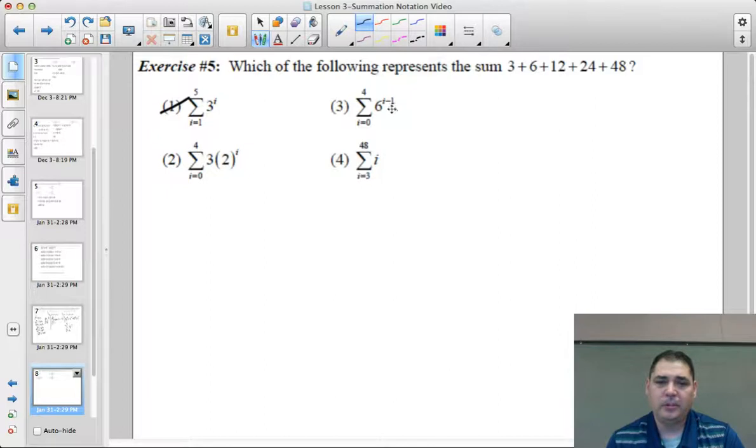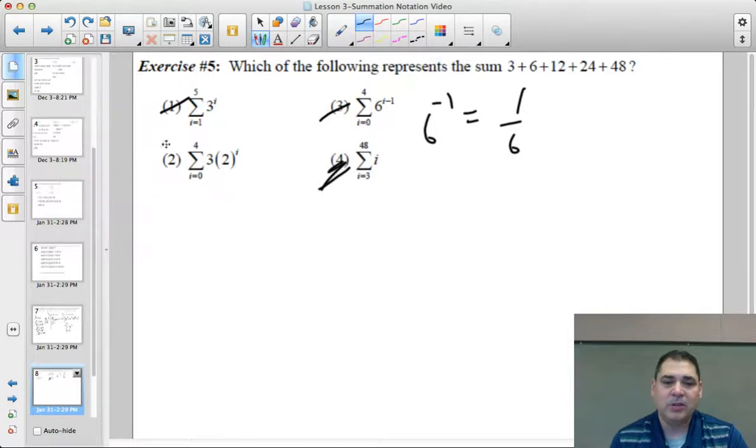How about choice 3? You put 0 in because they're starting with 0. 0 minus 1 is -1. 6 to the -1 power is actually 1/6. That's definitely not 3. Let's take a look at 4. If you put 3 in, you get 3. If you put 4 in, you get 4. You don't get 6. So using process of elimination, the answer is 2.